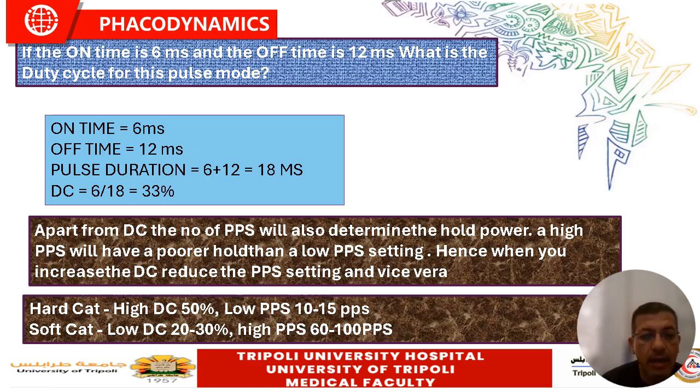In a case of hard cataract, we use a high duty cycle of around 50%, but a low pulse rate of around 10 to 15 pulses per second. And this is usually in Phaco 1, that's the trenching, or in the beginning of the surgery. In a case of soft cataract, you need to have a low duty cycle because there is not much cutting. So you can decrease the duty cycle to 20 to 30%, but you will increase the pulses per second to 60 or to 100 pulses per second. In this way, you will achieve the goal of having a high cutting rate with a good holding ability.